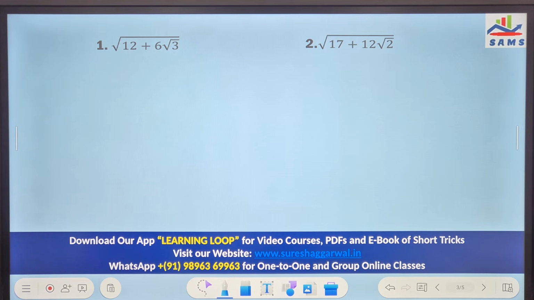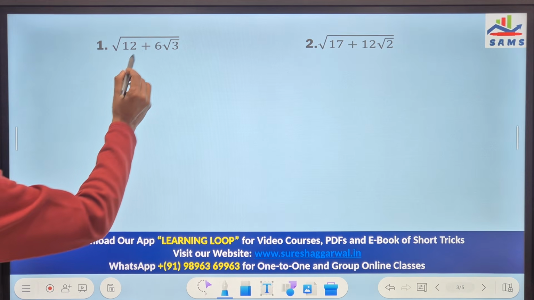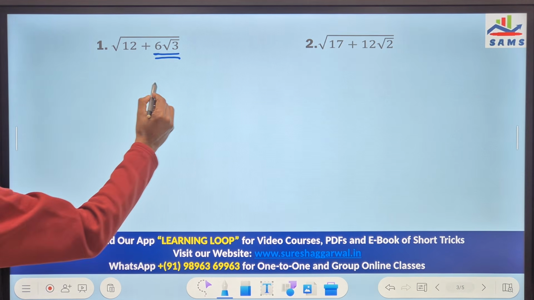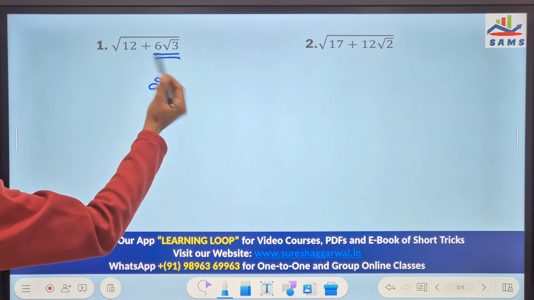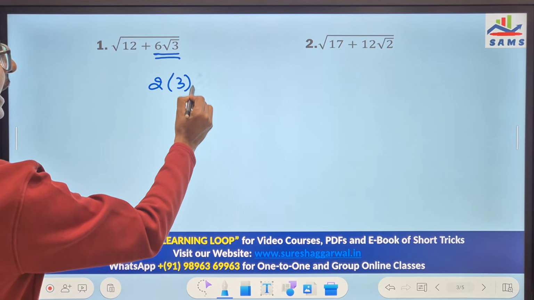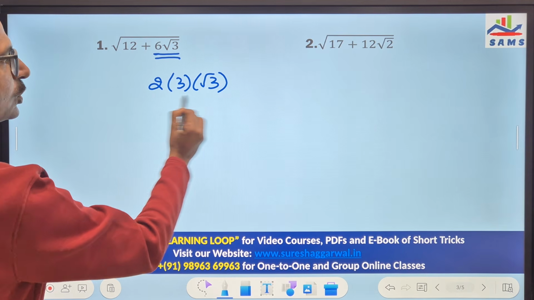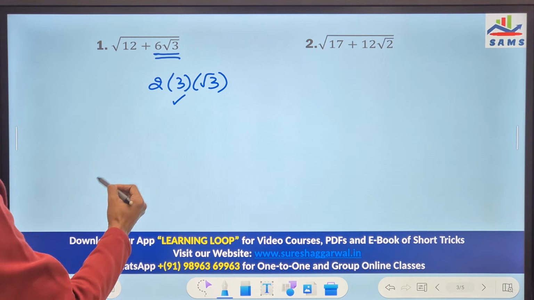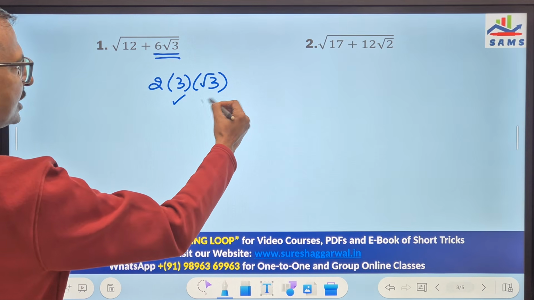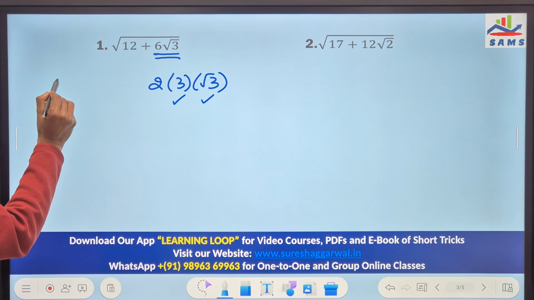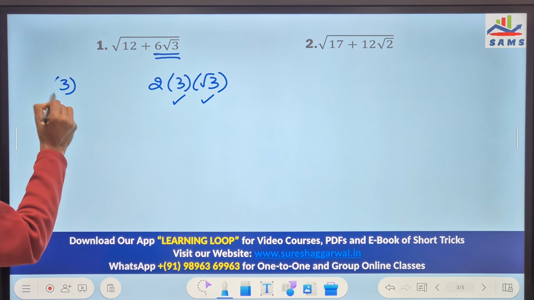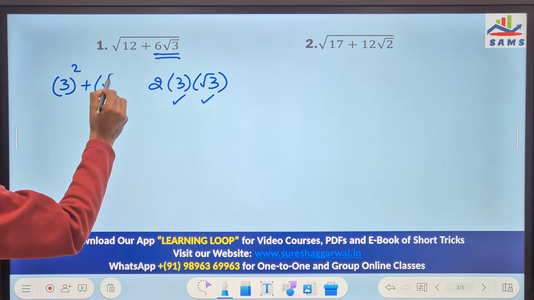So here in the first question, you can see it is 12 plus 6 root 3. Now what happens to 6 root 3? If I break 6 root 3 by extracting a 2, I have 3 root 3. So 3 and a root 3. This is 6 root 3. 3 square is 9. Root 3 square is 3. 9 plus 3 is 12. And so in the beginning, I'll have to write 3 square and root 3 square.